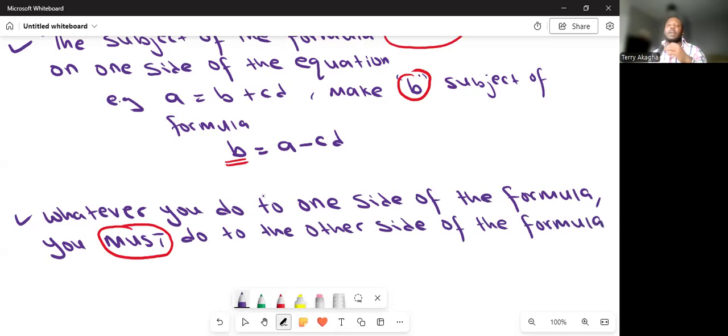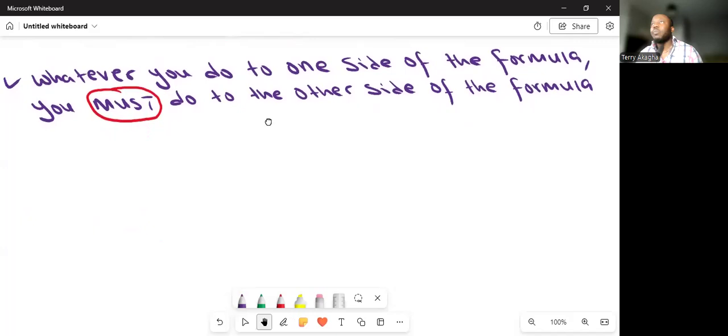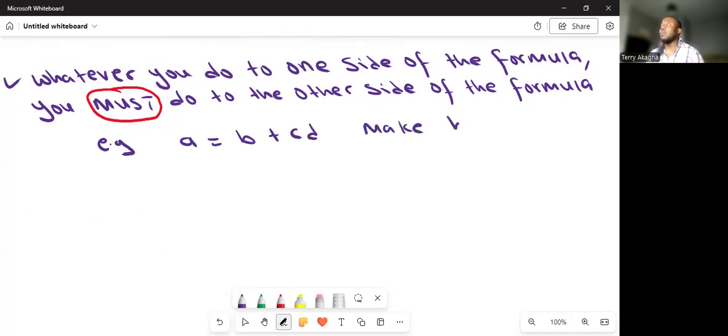Okay? So whatever you do to one side, you must do to the other side of the formula. All right? So let's take this example again, for instance. Don't worry, we're going to solve several examples and several concepts. What I'm trying to say is, for instance, if you have A is equal to B plus CD, and you want to make B the subject of formula, whatever you do to one side, you do to the other side.